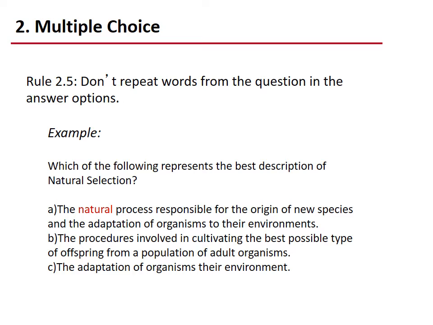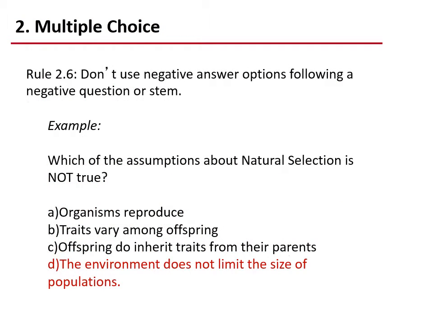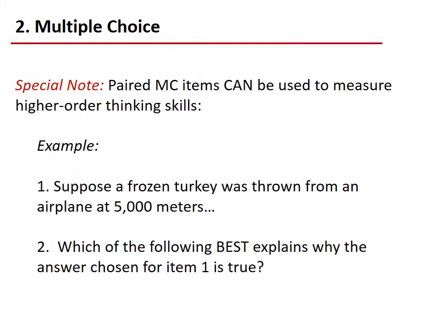And again, the reason why you don't want to do it is because you are cueing somebody to what the possible answer might be, and that's just gaming the system. Don't use negative answer options following a negative stem, because then students have to do some kind of mental backflip in order to take the double negative and assume that it's a positive. And again, you're starting to deviate from the intention of the item when you do something like that.